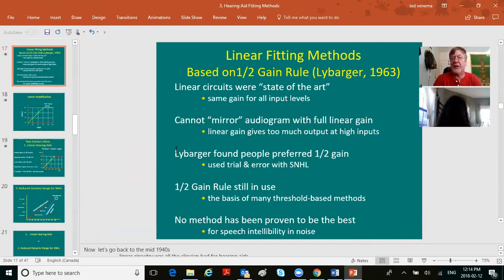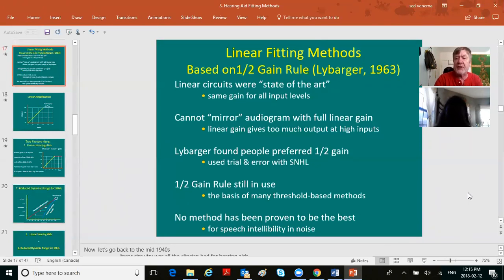And here's the kicker in our field. No method has been proven to be the best. And again, that brings us right back to where we started at the beginning: the ear versus the eye. It's the nature of damage to the end organ of hearing. It's the fact that the retina of the ear itself is damaged. That's why we have fitting methods, plural, instead of the right fitting method. A lot of them have in common the half gain rule, but there are all little variations. And that's the point I'm trying to make.